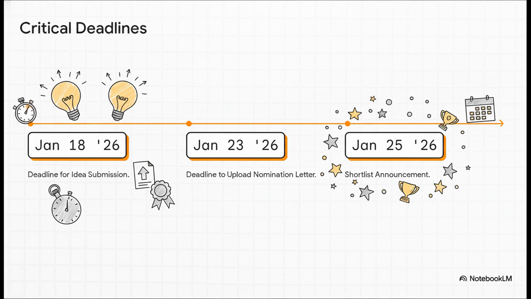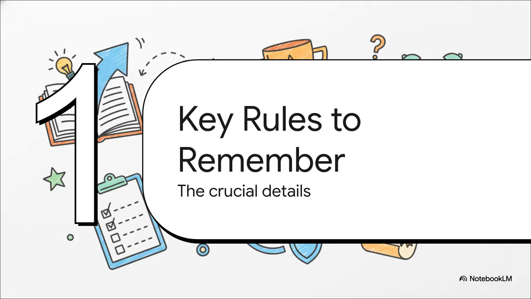First up, January 18th. That's the hard deadline to get your idea submitted. Then you have a little bit of breathing room until January 23rd to get that official nomination letter uploaded. And then the big day. The shortlist gets announced on or before January 25th. We are in the home stretch now.